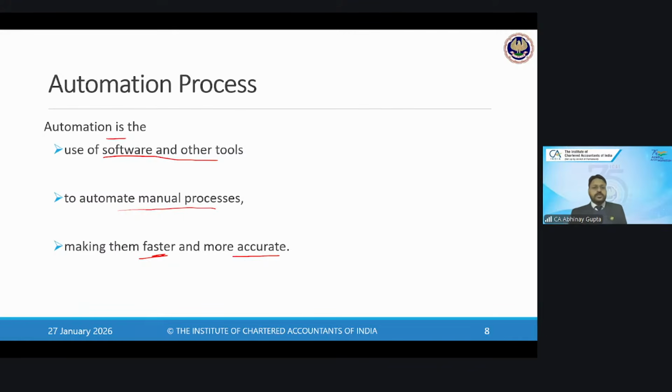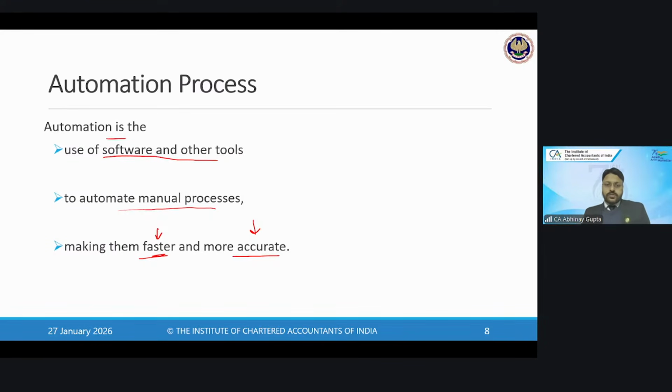Was the manual process not accurate? Faster we can understand. If something is done by a computer, it will certainly be faster compared to a human being. But how come we say that it is more accurate? More accurate because humans tend to make mistakes, and 100% quality may not be assured.